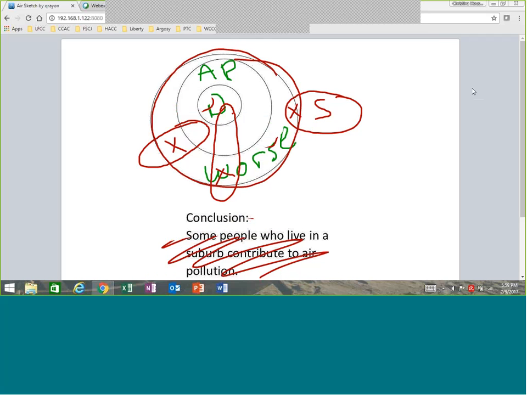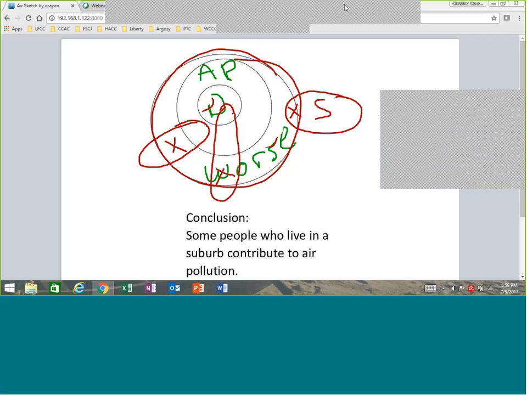Okay, now let's look at this conclusion. We're going to see if it's valid or invalid. Some people who live in a suburb contribute to air pollution. Type in the text box whether you think that conclusion would be valid or invalid. These are not true-false questions.